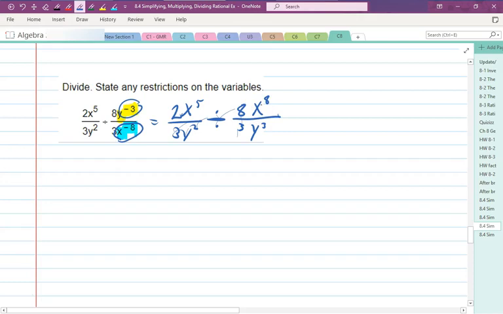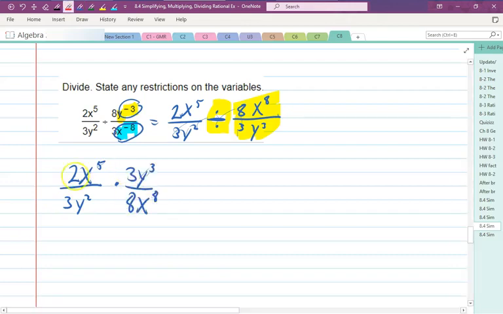Now I can invert and multiply. So now we're going to flip the entire second fraction and change it to a multiplication. Again, the first fraction doesn't change. The second one flips. Now I can start reducing. I have a 2 and an 8. The 2 cancels out and becomes a 1. The 8 becomes a 4. I have a 3 and a 3, both becoming 1.